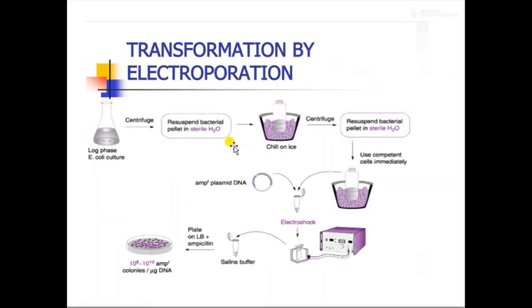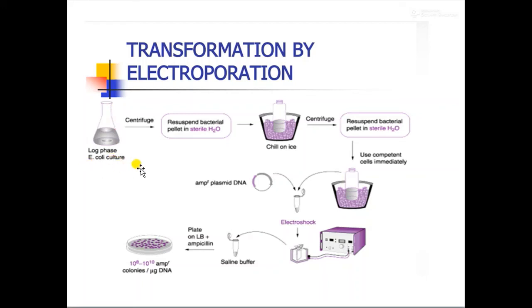Now you can do this transformation by electroporation techniques also. Sometimes the competent cells or the host cells which have to take the recombinant DNA would be tougher or reluctant, or the pores formed by calcium chloride treatment would not be sufficient for it to pass a naked strand of DNA into it. So in such cases you use a technique such as electroporation.